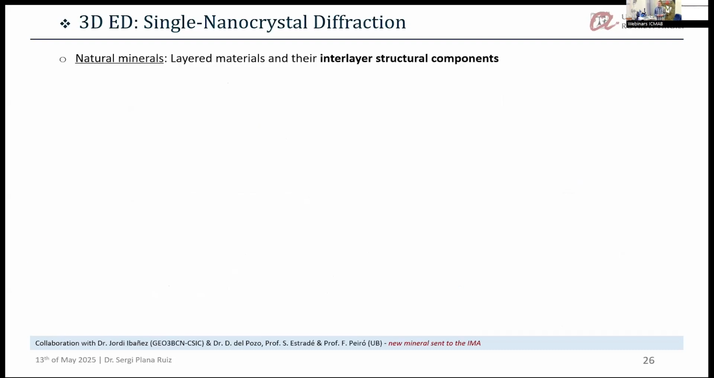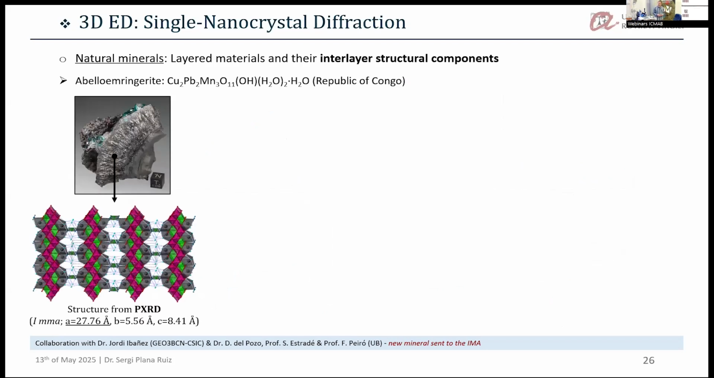Great, so now let's talk about natural minerals. Usually, minerals tend to be layered materials, okay? So we had this new mineral, and all this characterization was done by Jordi Ibáñez, here present in the audience, in fact. This is a new mineral that was obtained from the Republic of Congo, and now it's sent to be approved as a really new mineral.